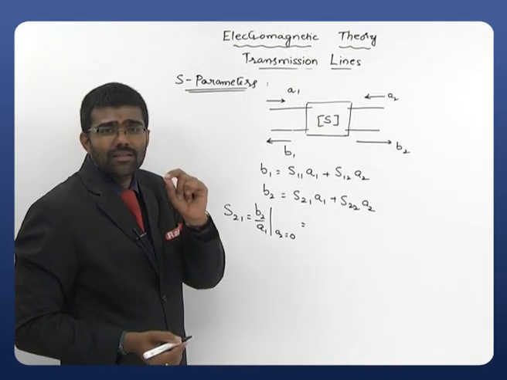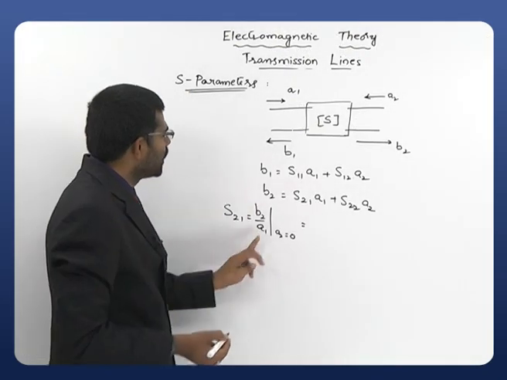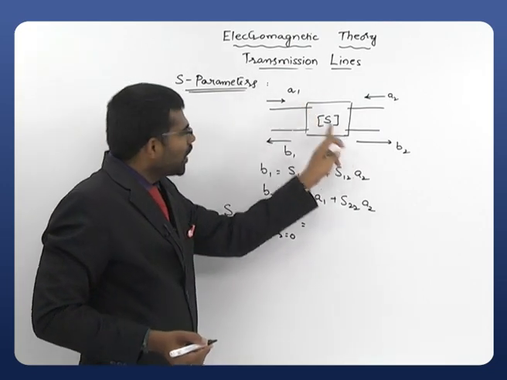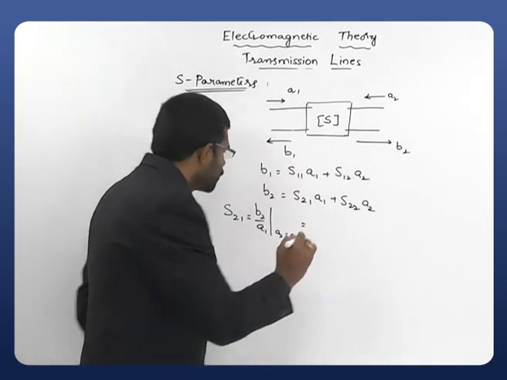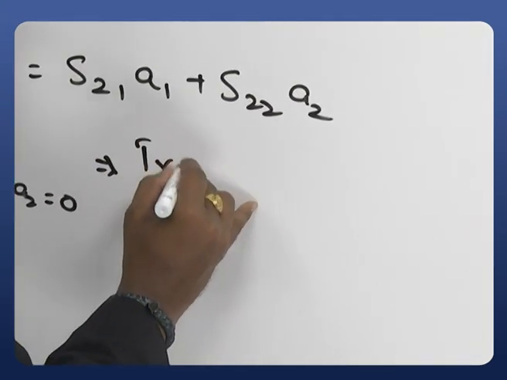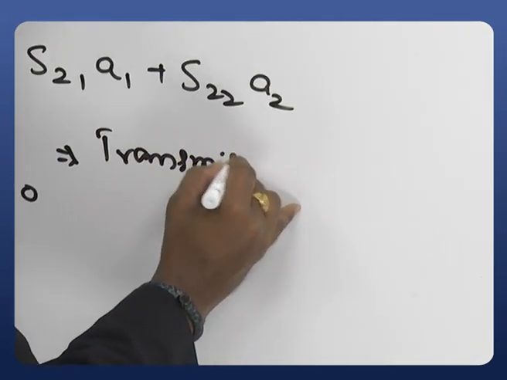So clearly this is also a transmission coefficient. Applied at port 1, observed at port 2. So this is simply a transmission coefficient from which port to which port?